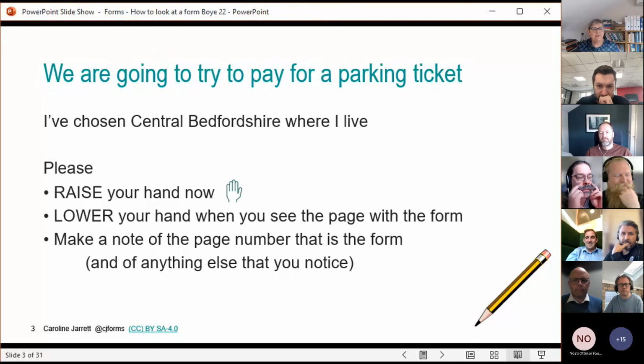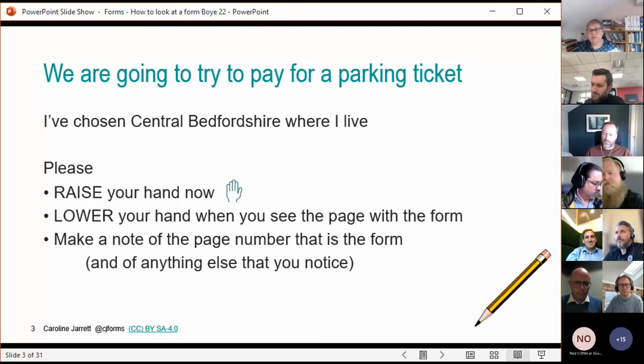And then what we're going to do is step through the journey I did on my mobile to try and get to the place where I had to pay a parking ticket. And I'd like everybody to just keep a note mentally or write something down of the page number that you consider to be the form. If you have any other comments, that's absolutely fine as well. So off we go. I'm going to pause for a while to give you a chance to have a look at the page, probably a little bit more slowly than you do this in real life, but it's going to be fairly small because it's on a phone.